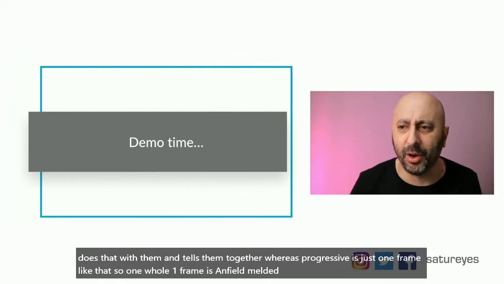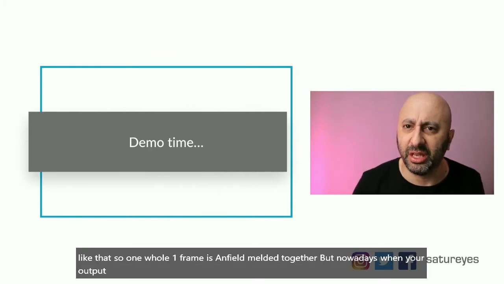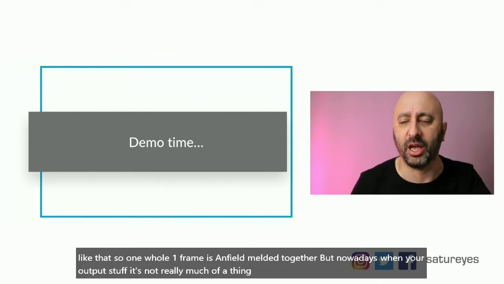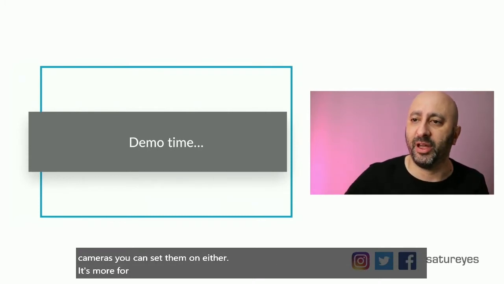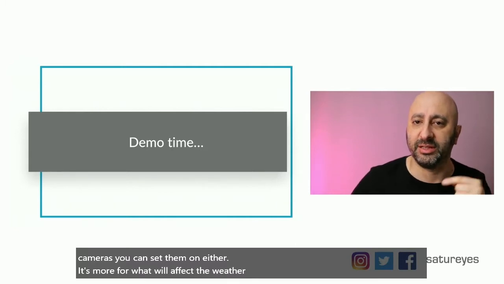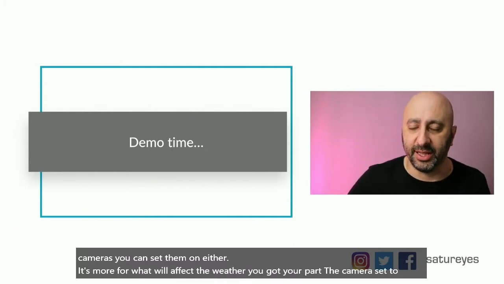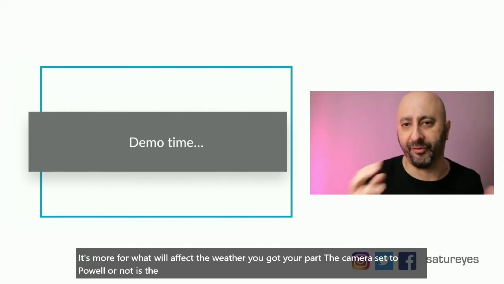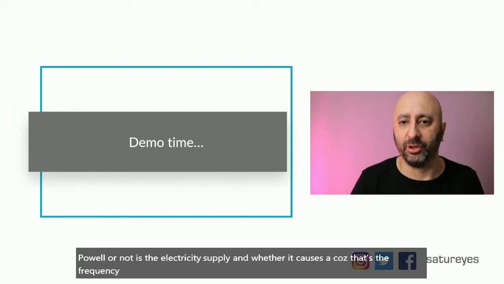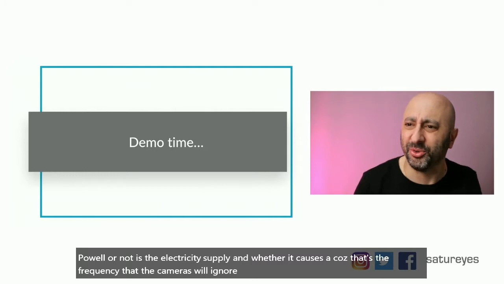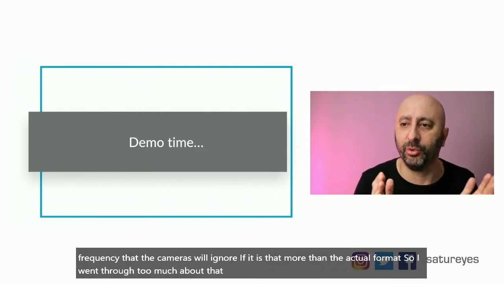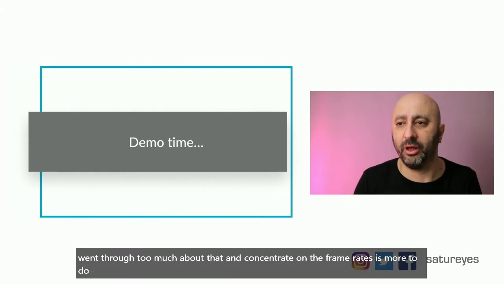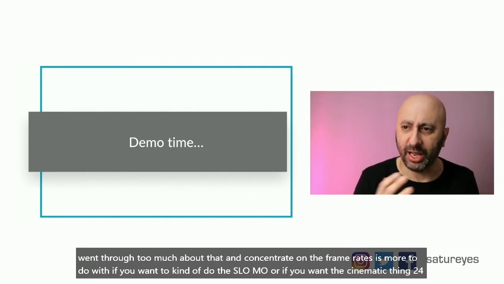But nowadays, when you output stuff, it's not really much of a thing to do PAL or NTSC. I know that on cameras you can set them either way. But what the PAL setting will affect is the electricity supply and whether it causes a hum, because that's the frequency that the cameras will ignore, more than the actual format. So I wouldn't read too much into that and would concentrate on the frame rates. That has more to do with if you want the slow-mo, or the cinematic thing at 24 frames a second, and how it's shot.